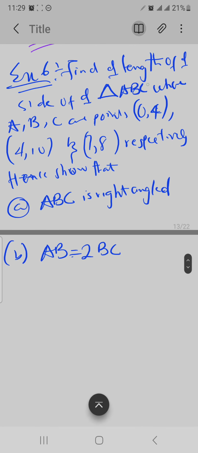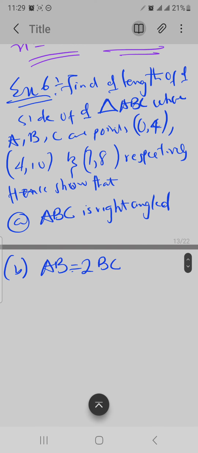They said you find the length of the side of the triangle ABC, where A, B, C are points (0,4), (4,10), and (7,8) respectively. Let's start by doing the solution here.